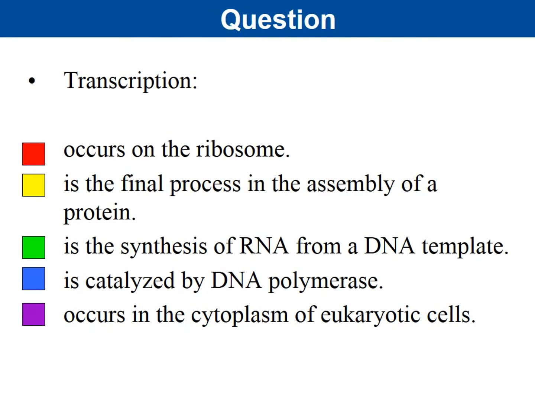So here is a question, and again, you should pause it, think about it, and then answer. And the question says, transcription: is it red, occurs on the ribosome? Yellow, is the final process in the assembly of a protein. Green, is the synthesis of RNA from a DNA template. Blue, is catalyzed by DNA polymerase. Purple, occurs in the cytoplasm of eukaryotic cells.